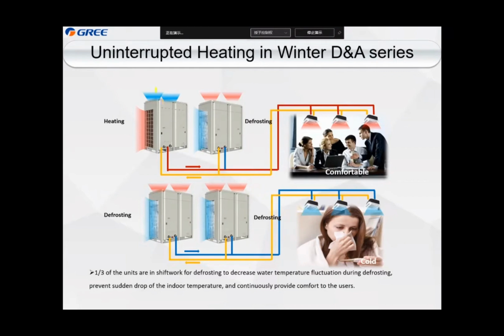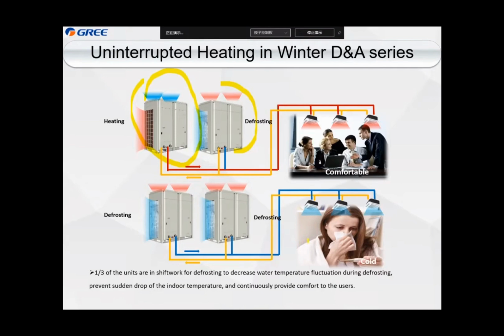For example, sorry, this one is heating, and then these three are defrosting. So because not all the outdoor units enter into defrost, indoor unit temperature will not drop too much. This is not like the VRF, a GMV file. Once outdoor unit enters into defrost mode, all the indoor units will stop.